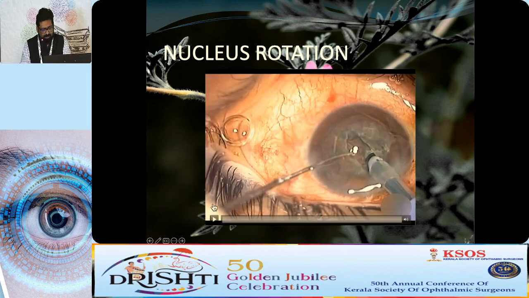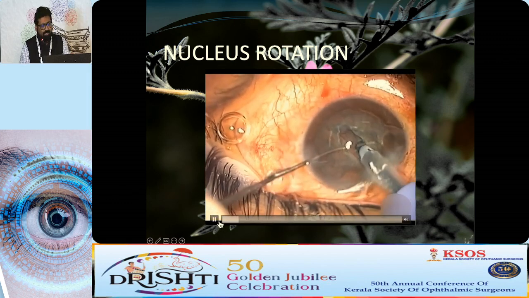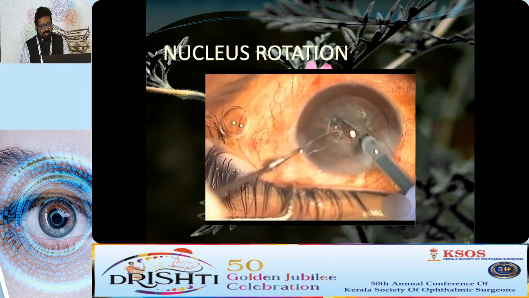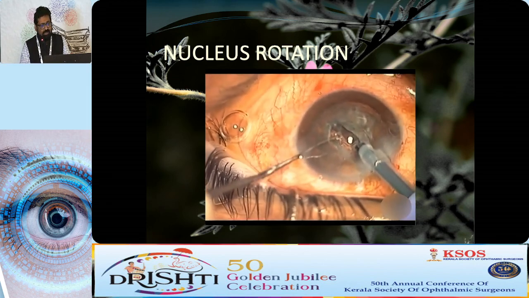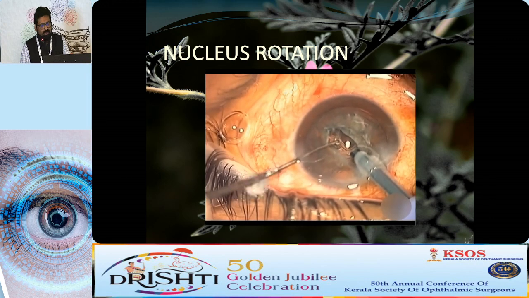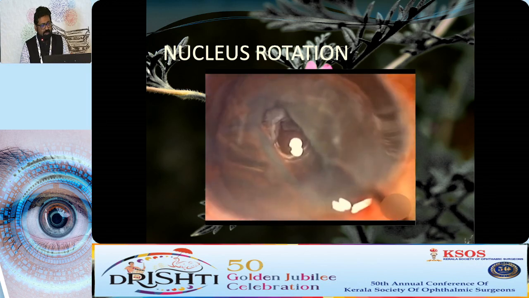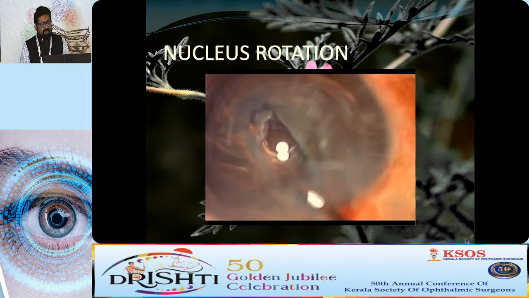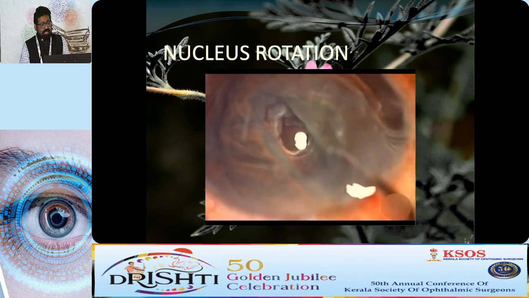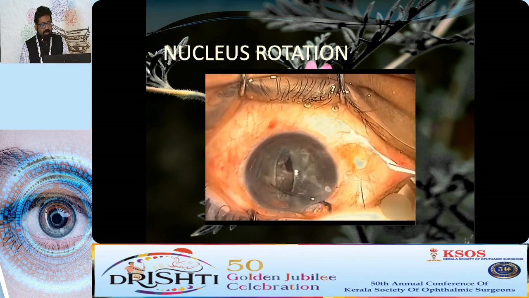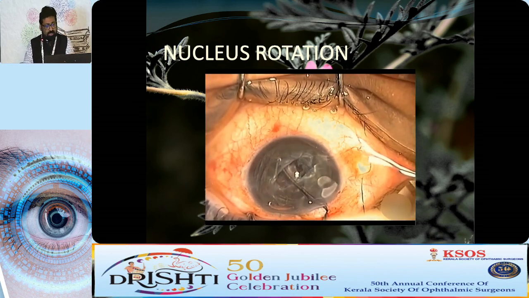So here, sometimes it can be a false alarm. Like in this case, there is a suspicious PC rent here, but then you see the surgeon tries to confirm it by rotating the nucleus. He just puts in viscoelastic and he rotates. And once it rotates freely, then you don't need to worry. See, it is freely rotating. You can go ahead with phacoemulsification.